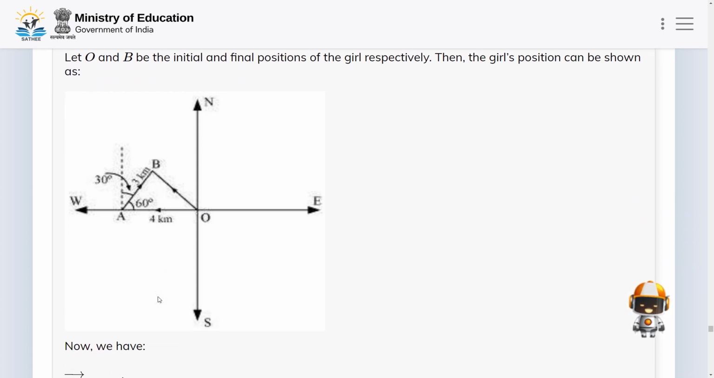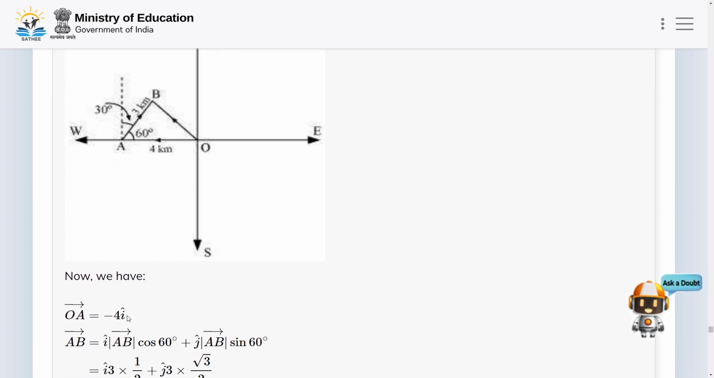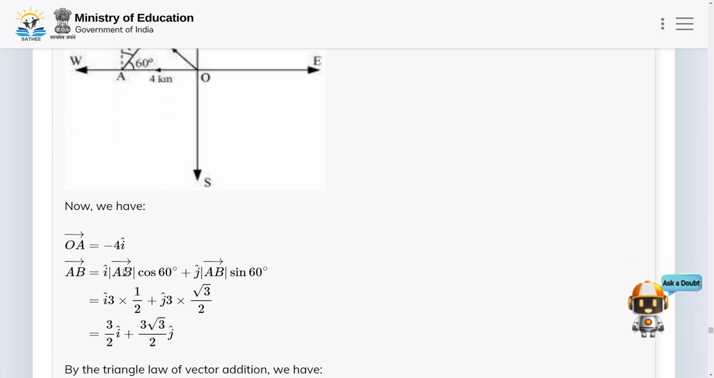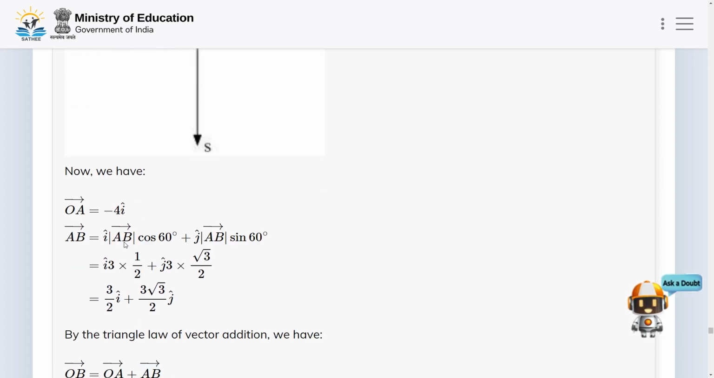So let's see. Now OA is just minus 4 i hat. AB vector will be i hat times magnitude of AB cos 60 plus j hat times magnitude of AB sin 60. The magnitude of AB is 3, as you already know. So this means 3 times half i hat, which is 3 by 2 i hat, plus 3 root 3 by 2 j hat.